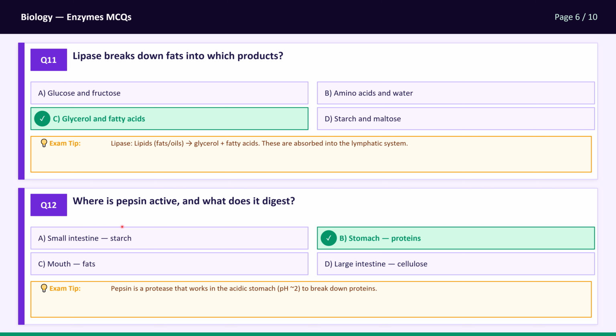Question 12. Where is pepsin active and what does it digest? Option A, small intestine, starch. Option B, stomach, proteins. Option C, mouth, fats. Option D, large intestine, cellulose. And the correct option is option B, stomach and proteins. Exam tip: pepsin is a protease that works in the acidic stomach at pH 2 to break down proteins.